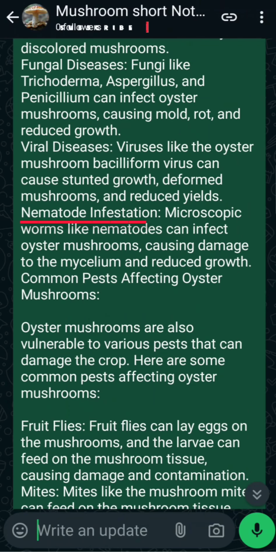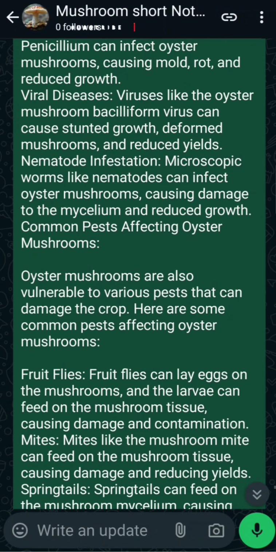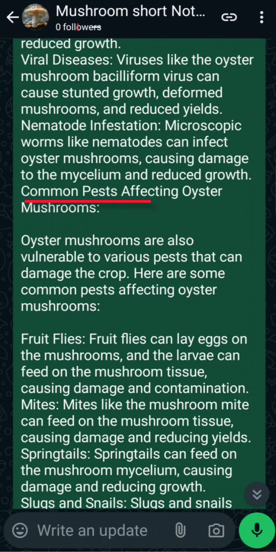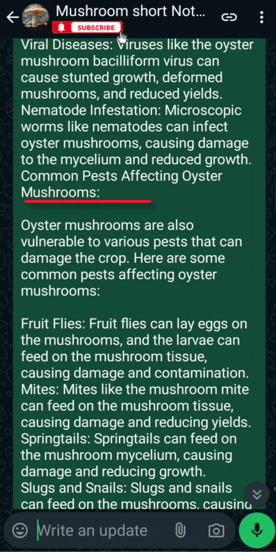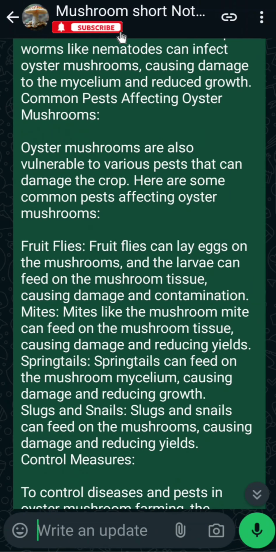Nematode infestation: microscopic worms like nematodes can infect oyster mushrooms, causing damage to the mycelium and reduced growth. Common pests affecting oyster mushrooms. Oyster mushrooms are also vulnerable to various pests that can damage the crop. Here are some common pests affecting oyster mushrooms.